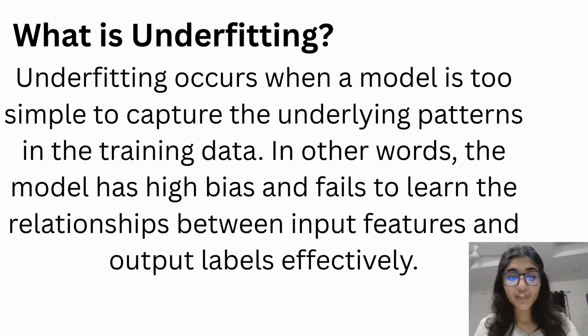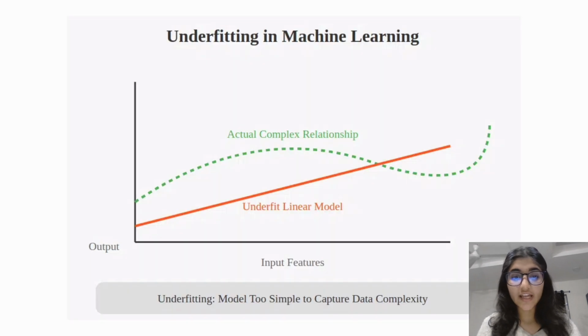Now, what is underfitting? Underfitting occurs when a model is too simple to capture the underlying patterns in the training data. In other words, the model has high bias and fails to learn the relationships between input features and output labels effectively.